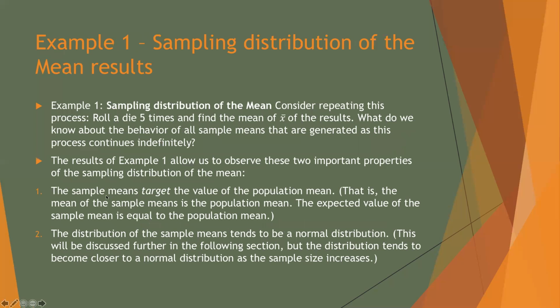So some notes that hopefully we would see out of that example: the sample means target the value of the population mean. That is, the mean of the sample means is the population mean. The expected value of the sample mean is equal to the population mean. The further out we draw this, the more accurate it shows that. The distribution of the sample means tends to be a normal distribution. This will be discussed further.